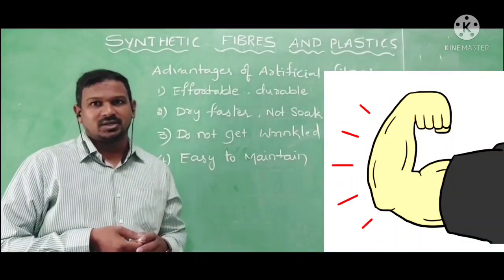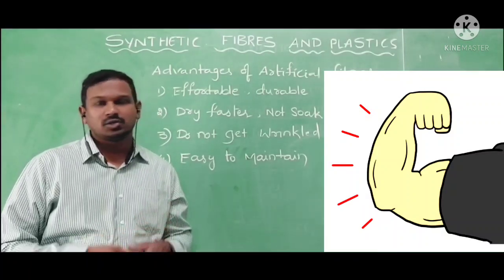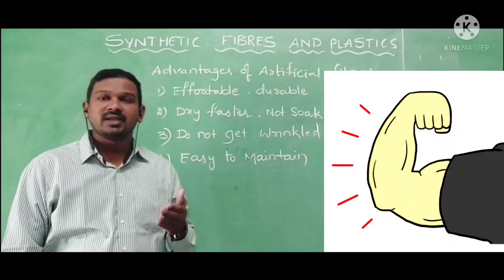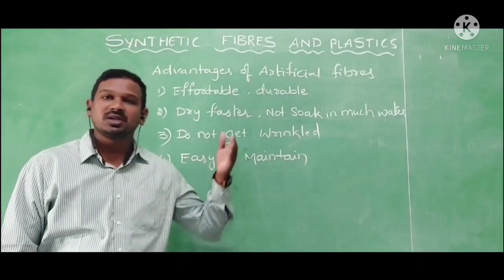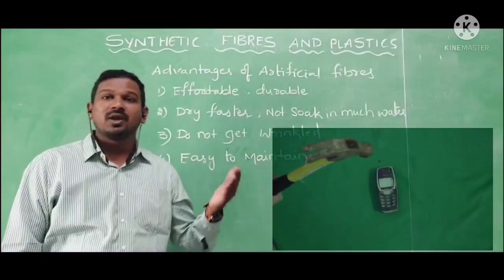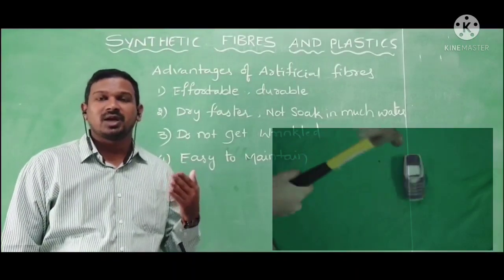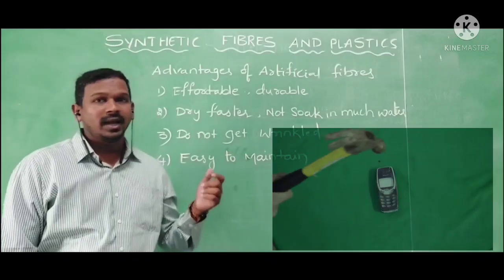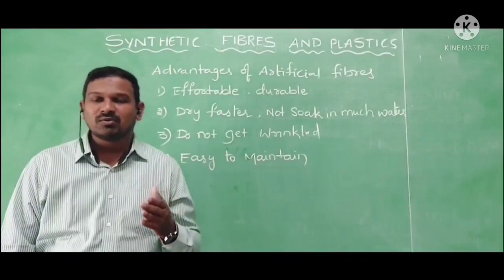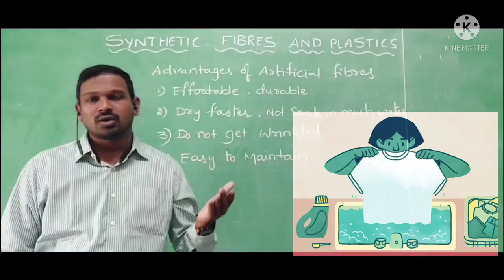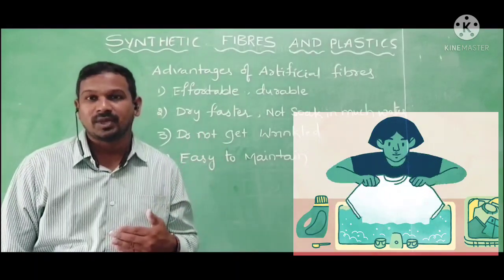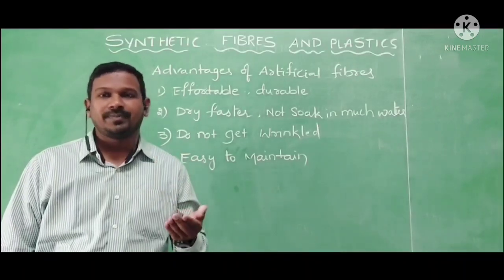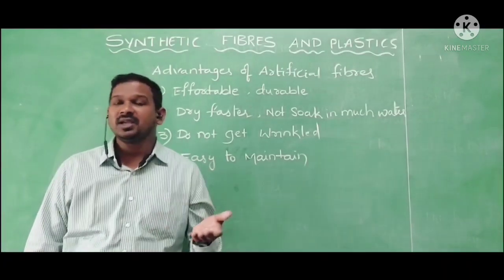What are the advantages? They are affordable as well as durable. Compared to natural fibers, silk comes from silkworms and is very costly. Whereas artificial fibers are much cheaper compared to natural fibers, and durable also. They take less water to soak and dry fast also. It reduces the drying time, so that we can wear them easily.